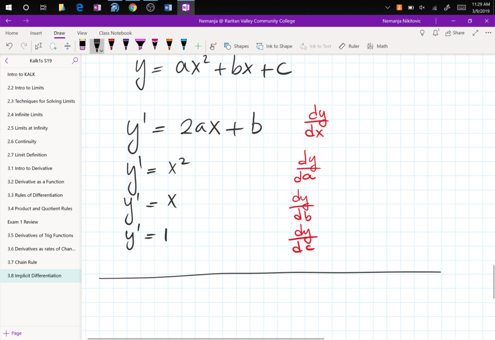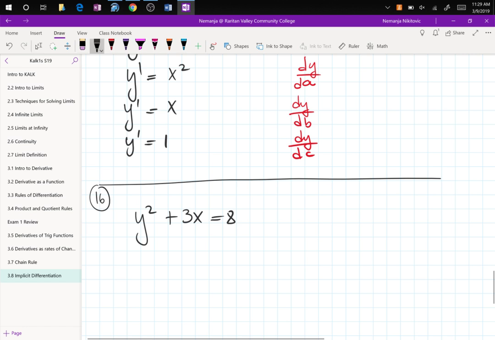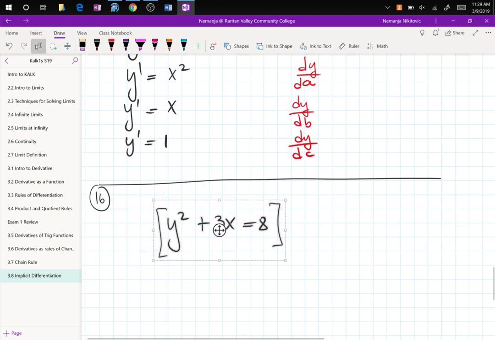So the book really starts nicely. Y squared plus 3x equals 8 in problem 16. So you are supposed to differentiate that. Try it on your own. I'll give you 30 seconds.